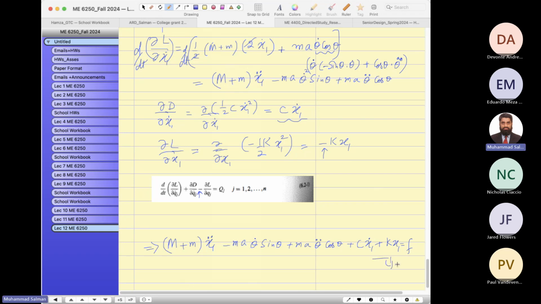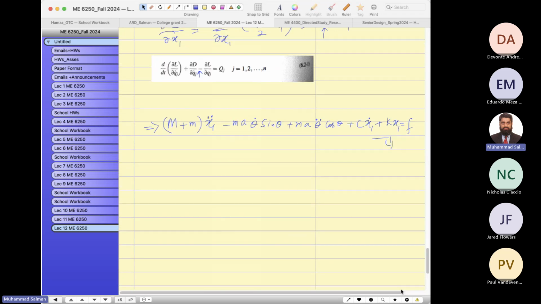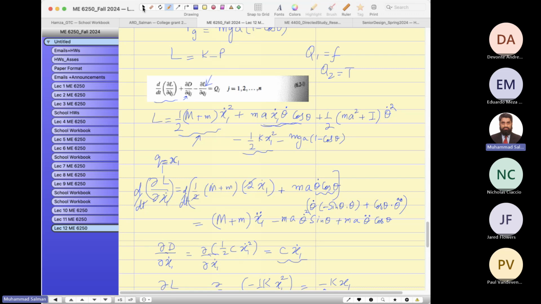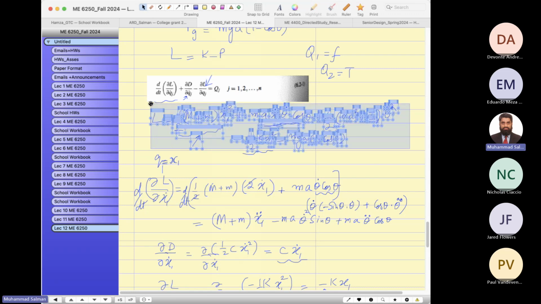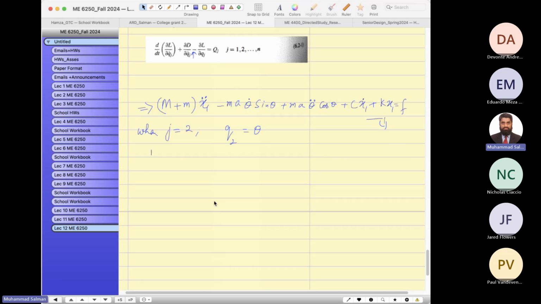Let's change to the second, use the same equation, Lagrange's equation, for when j equals to 2, that means q2 equals to theta. So we will grab this Lagrangian, and we'll grab this and do the differential again.